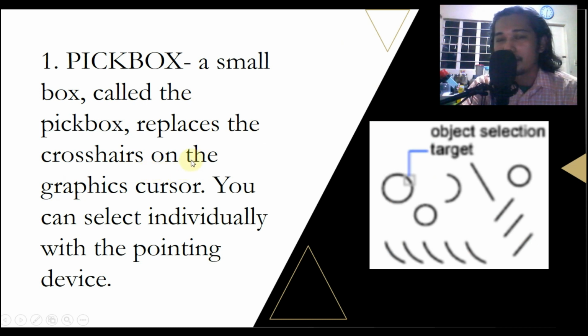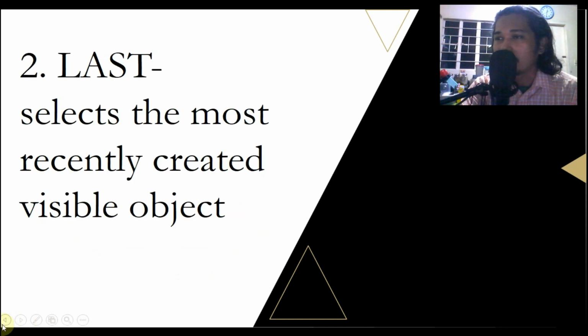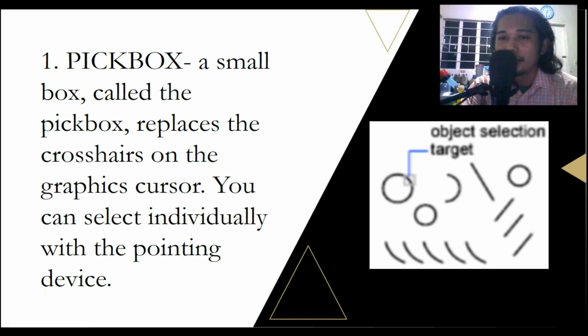Okay, number one is the pick box. The pick box is a small box that replaces the crosshair on the graphic cursor. You can select individually by pointing a device. Ang pick box, lumalabas yan kung meron kang buburahin or meron kang ililipat, no?